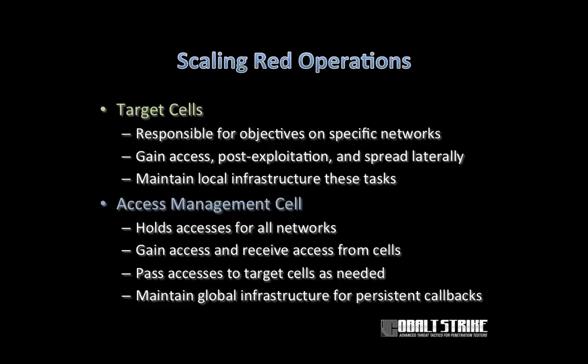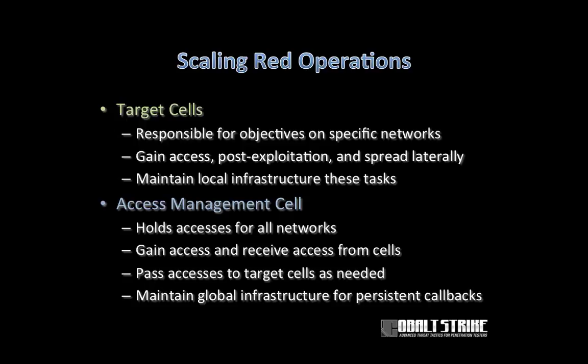To manage low and slow accesses across all of your targets over a long period of time, you want a global access management cell. The job of the global access management cell is to hold on to strategic accesses for all of your networks, okay, over a long period of time. This access management cell may try to gain its own access, but ideally it receives access from target cells. Now, the best access is the access that you actually never act from and never use.